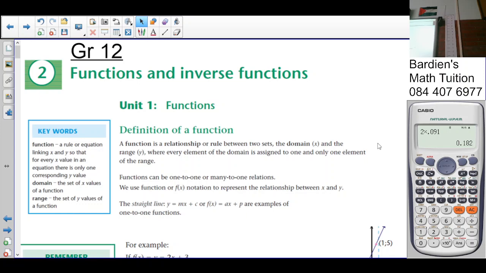Okay, so a function is a relationship where a rule between two sets, the domain which is x and the range which is y, where every element of the domain is assigned to one and only one element of the range. So the keyword here tells us exactly what we just read. But it just reminds us what is domain. Domain is all possible x values, and my range is all possible y values. Okay, so basically that's that.